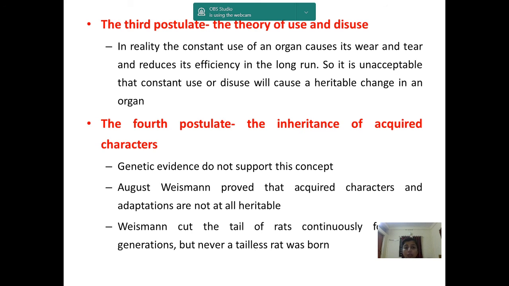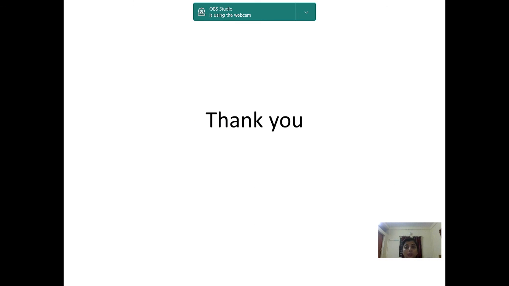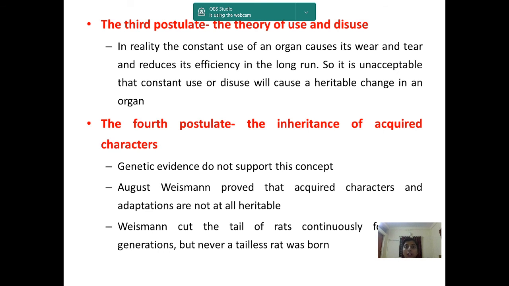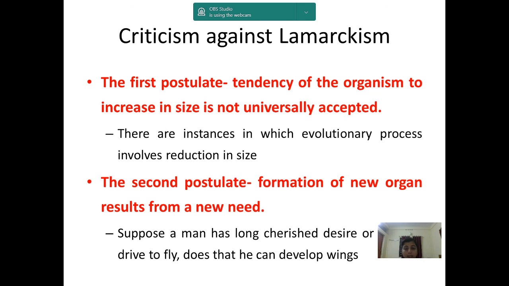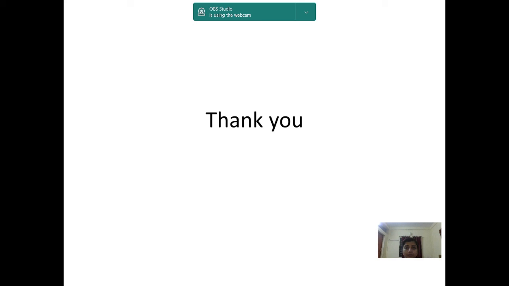Now the last, the fourth postulate, says that the inheritance of acquired characters, that is, the characters acquired through modifications, will be inherited in the next generations. But presently, genetic evidence does not support this concept. So these are the ideas given by Lamarck, as well as the opposition or criticism faced by Lamarck. Thank you.